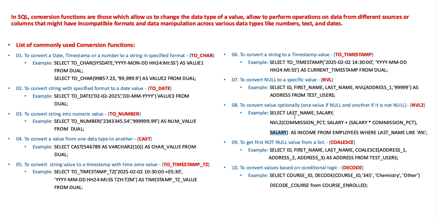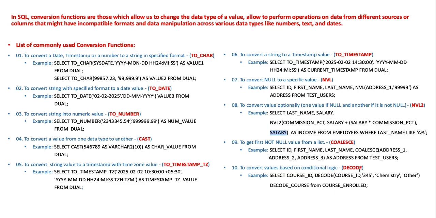We have this example. We will observe the result after running this code in our Oracle Developer window. Number 9, COALESCE function. To get the first not null value from the given list, we use the COALESCE function. In this COALESCE function example, I have taken the test_users table, where it has 3 addresses, address 1, address 2 and address 3. Some of the rows' addresses are null. That's why when I use the COALESCE function, it will calculate the first not null value from the 3 addresses.